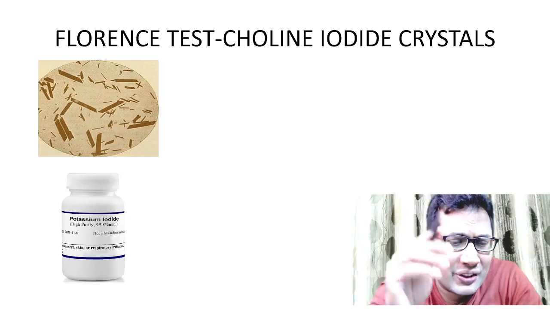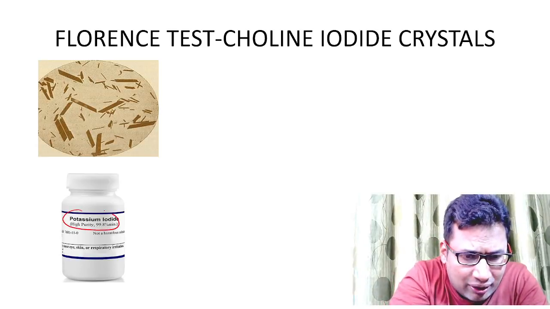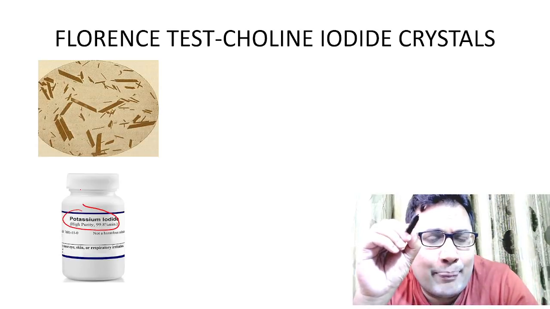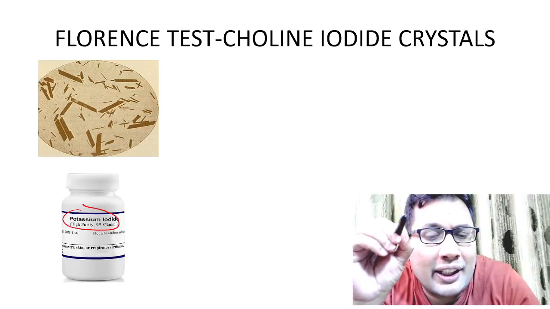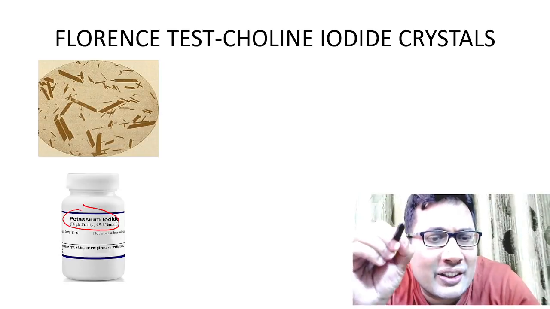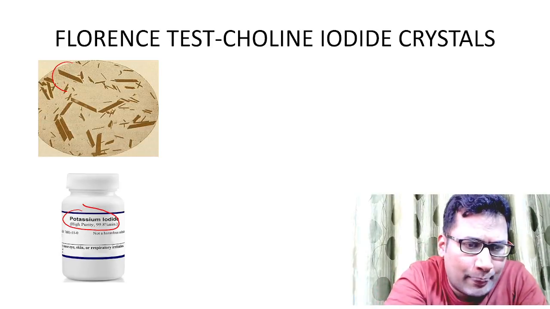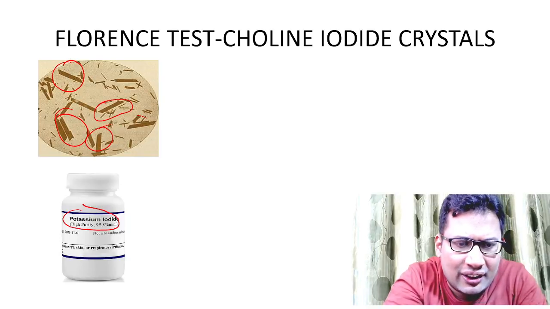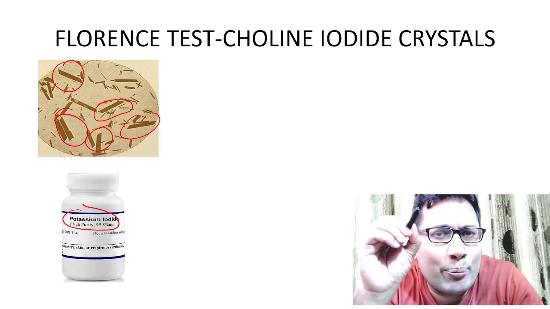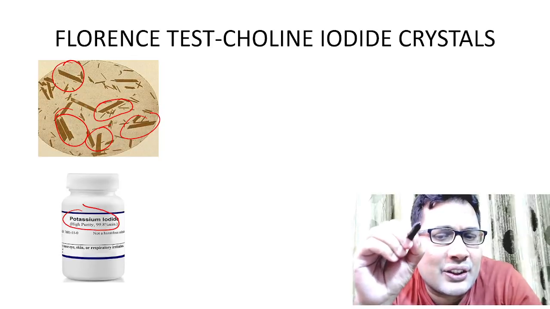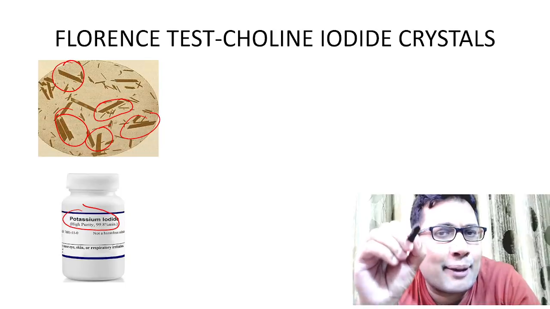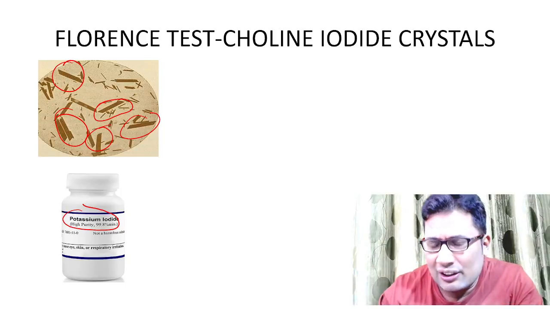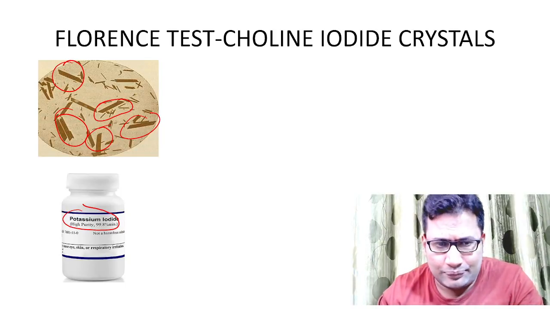In the Florence test, we use potassium iodide. The potassium iodide combines with the choline that is present in the seminal vesicle secretion. It forms choline iodide crystals, which you can see here, dark brown rhombic crystals. So whenever you see dark brown rhombic crystals, that is nothing but crystals of choline iodide, which confirms there is a secretion from the seminal vesicle. This is also asked in recent exams.